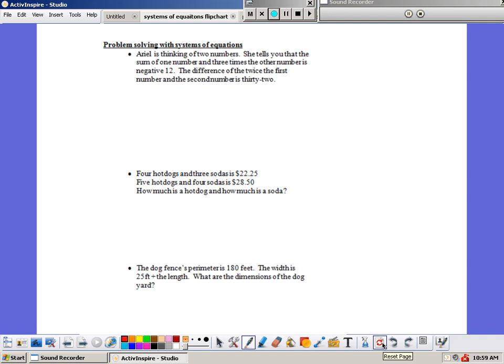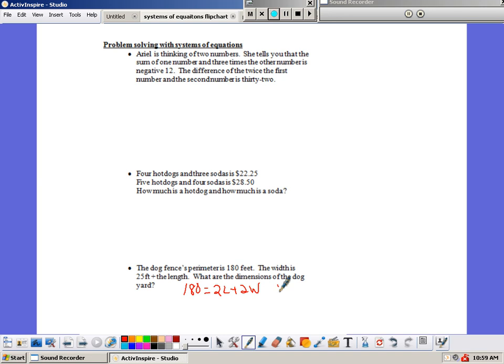The dog's fence perimeter is 180 feet. The width is 25 feet plus the length. What are the dimensions of the dog yard? Okay, let's start with the first sentence. The dog's fence perimeter is 180 feet. So perimeter is equal to 2L plus 2W. And the perimeter from this says it's 180.